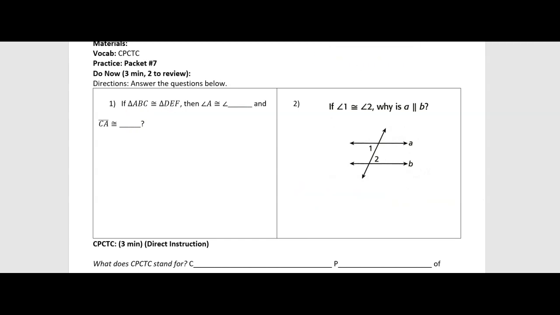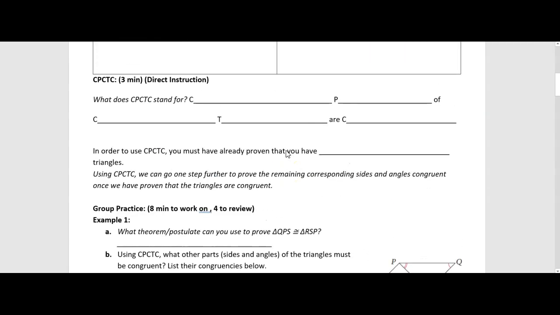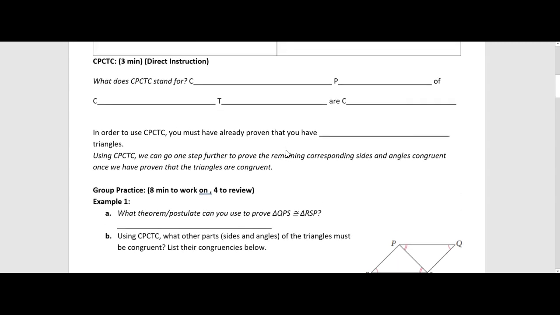And let's move on to our new thing for today. CPCTC. You can try to say that 10 times fast. CPCTC stands for corresponding parts of congruent triangles are congruent.